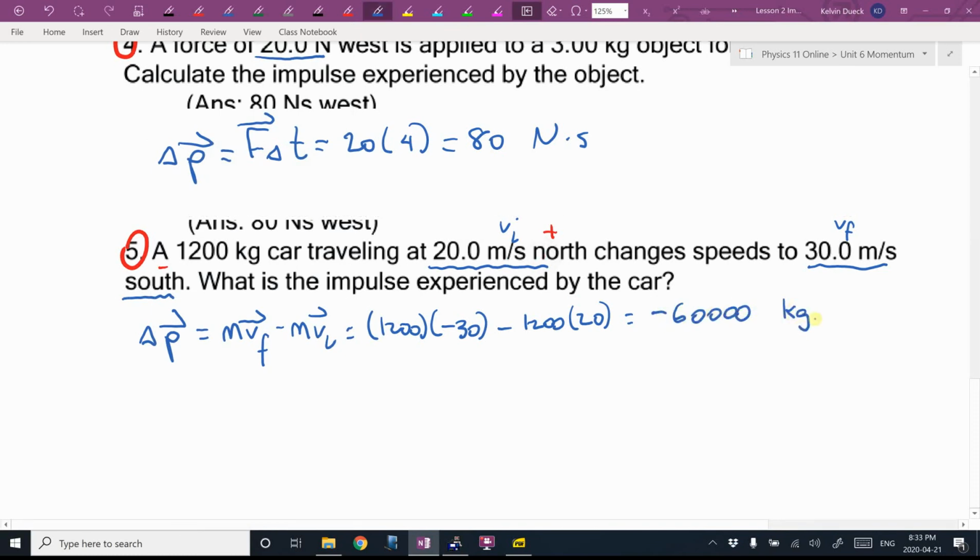And since I use mass times velocity, I'll write kilogram meters per second, but you could write Newton seconds. Now, if you left it like that, I'd be okay, but negative is south. So if I do a full vector answer with magnitude, 60,000 kilogram meters per second, and direction, I would do that.